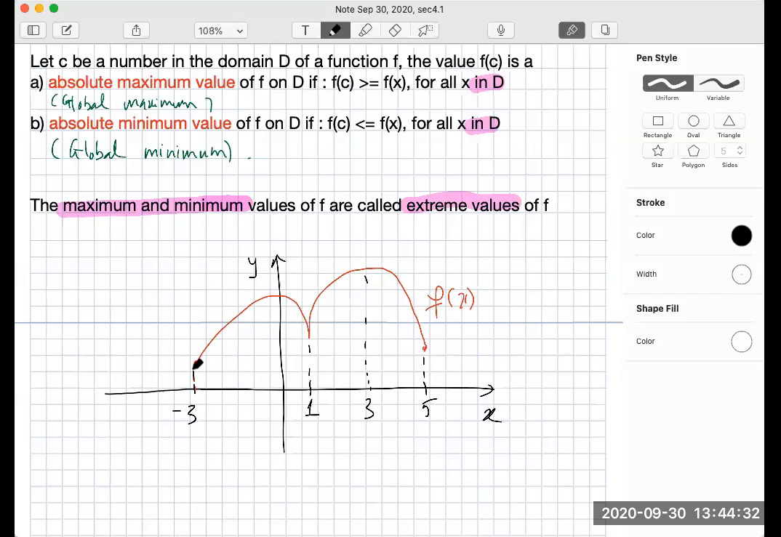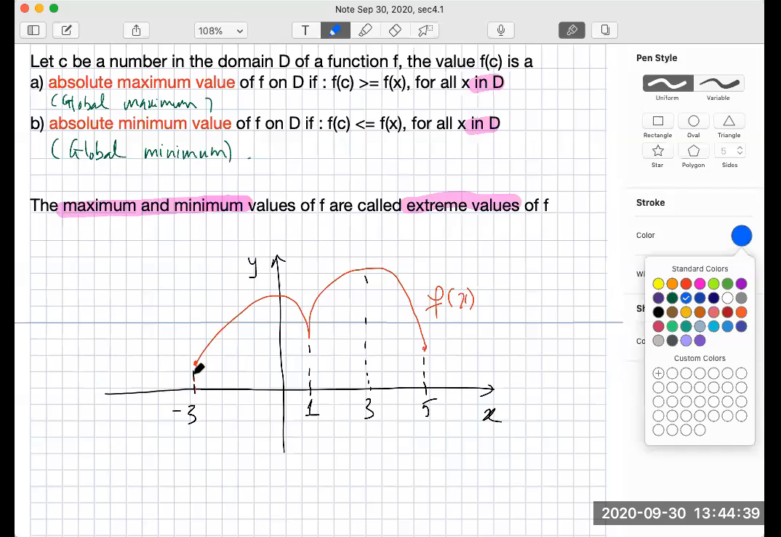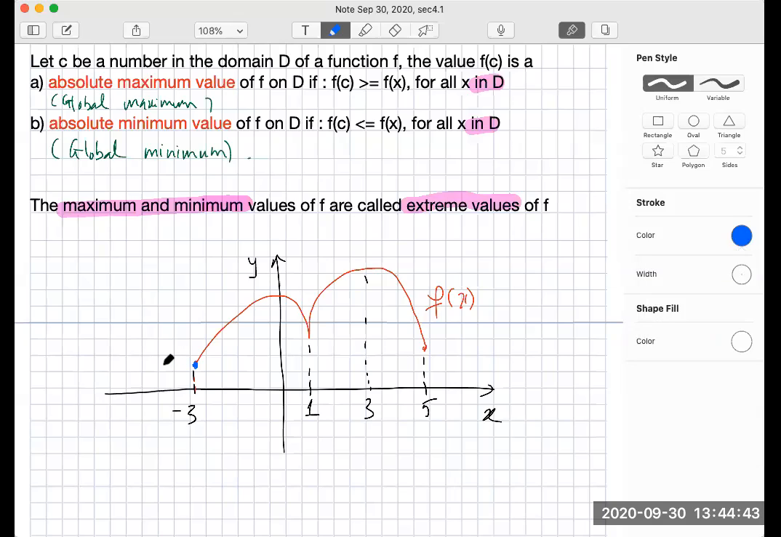So what is the lowest point of the function f? Perfect. f at -3, this point, right? Very good. So it is the lowest point, and it's smaller than any f of x from the domain from -3 to 5. So this is the global minimum, right? This point.